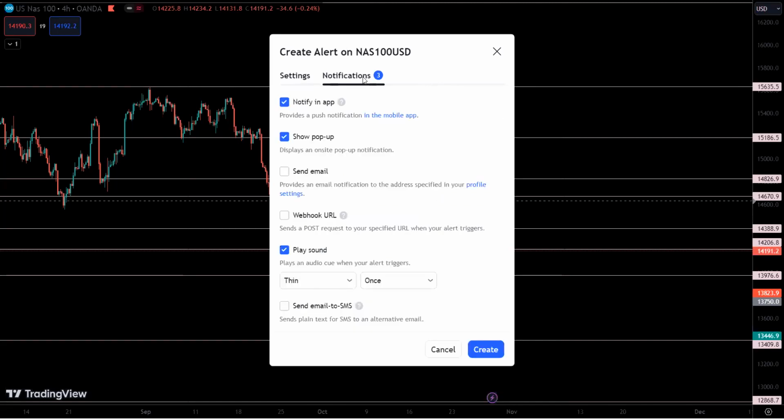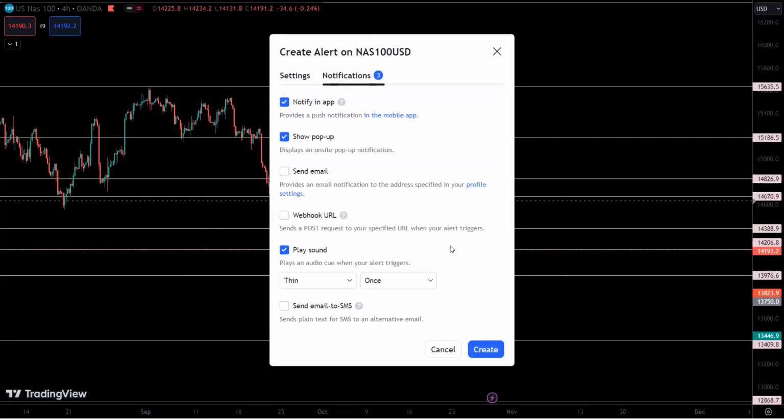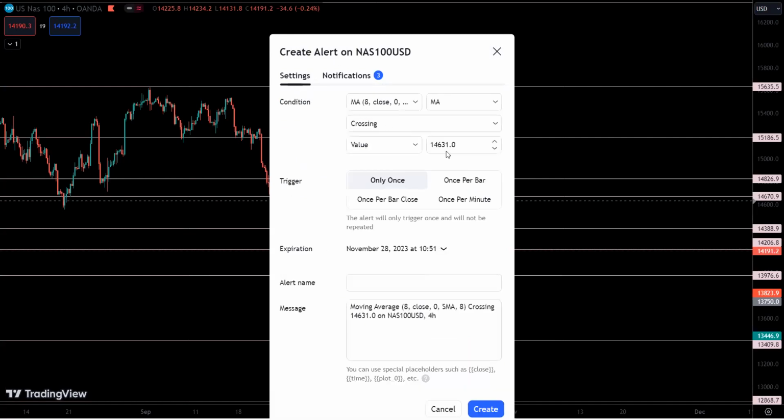And then this other tab here is the notifications. This is you adjusting the type of notifications, what type of push-ups, sounds, etc. you want to come onto your phone. And then this here is where you enable it to be sent via email or SMS. It's similar to MetaTrader 4: you put in the email address, press get code, go into your email and verify the code, and then your alerts should be set.